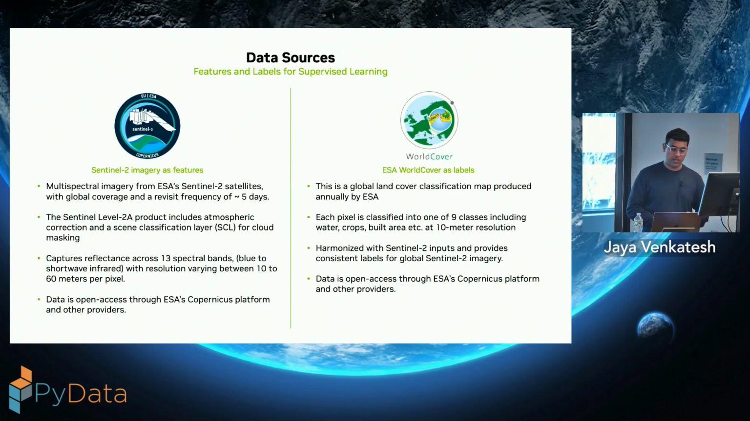To serve as labels, we use the ESA world cover dataset. This is a global land cover classification map. It is produced annually, so you get a map on the 1st of January of each year, which is a composite of the land usage for the previous year. In this LULC map, they have classes like water, crops, built area, etc. And this map is at a 10-meter resolution. Sentinel-2 is also a 10-meter resolution for a few of these bands, and this data is harmonized together with the Sentinel-2 inputs, and similarly is also open access through the Copernicus platform.